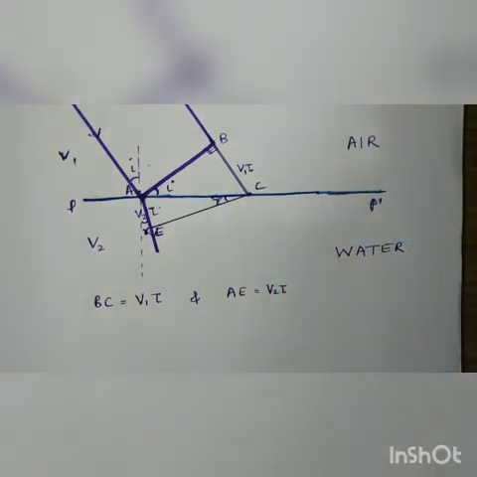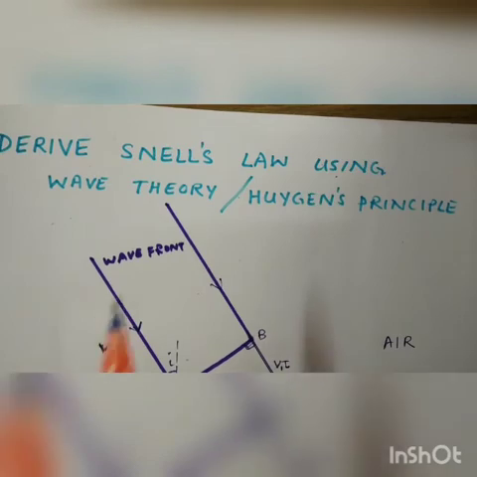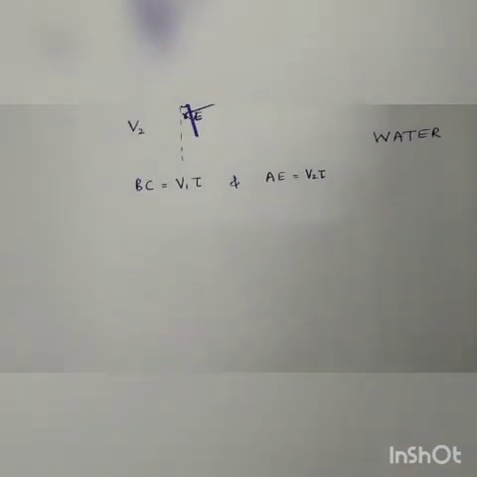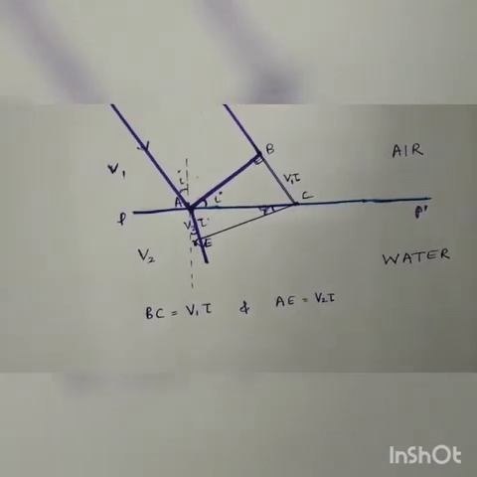Now what are we going to derive? We are planning to derive Snell's law. According to Snell's law, sin I by sin R is a constant, isn't it? So from the diagram, let us find out what is sin I.